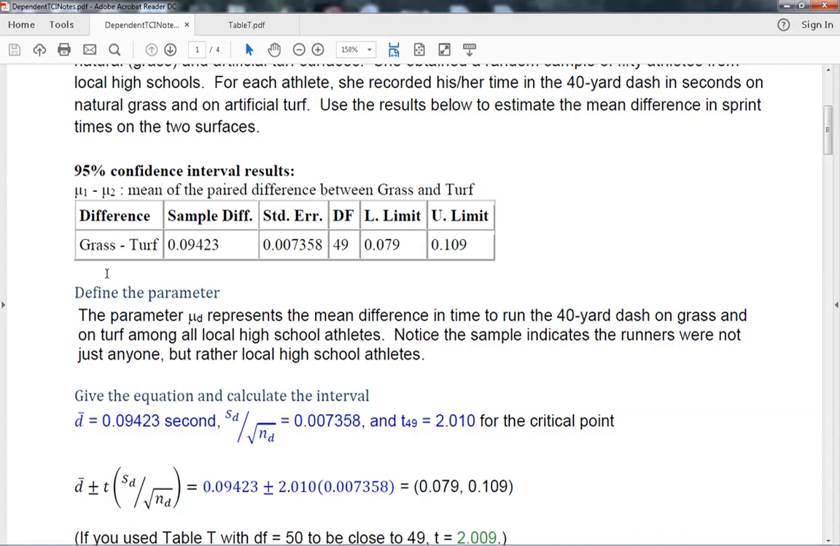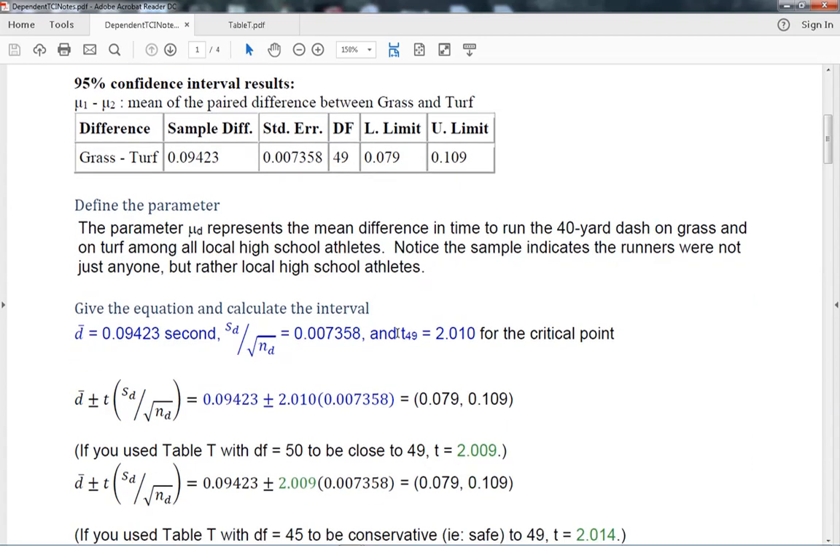So using our formula, d bar plus or minus the t critical point times the standard error, we get 0.09423 plus or minus the 2.010 critical point times the standard error, 0.007358, and that gives us 0.079 to 0.109, and again that is in a part of a second.